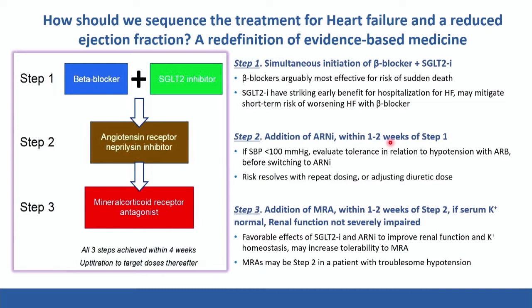Now, step 3 is addition of a mineralocorticoid receptor antagonist. That is within 1 to 2 weeks of step 2 if the serum potassium is normal, as well as if the renal function is not severely impaired. The favorable effects of SGLT2 inhibitors and ARNI to improve renal function and potassium homeostasis may increase the tolerability of this mineralocorticoid receptor antagonist. And the most important thing is that all 3 steps are achieved within 4 weeks, with uptitration to target doses thereafter.